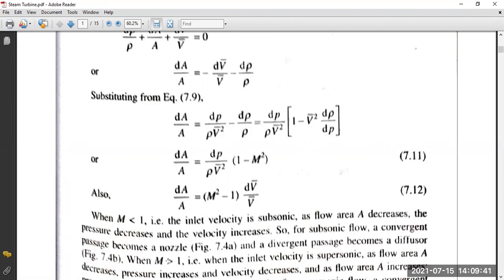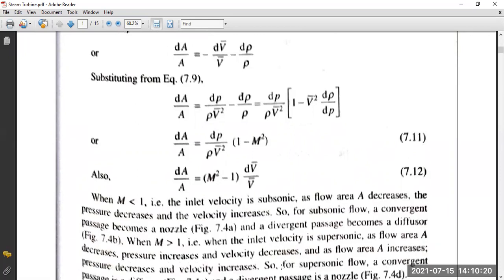a convergent passage, meaning a passage whose cross-section area is maximum at the beginning and minimum at the end, becomes a nozzle itself. And a divergent passage, where cross-section area is minimum at the beginning and maximum at the end, which varies uniformly along the length, becomes a diffuser. So convergent becomes a nozzle and divergent becomes a diffuser. A nozzle reduces the pressure and increases the velocity, and a diffuser increases the pressure and reduces the velocity.